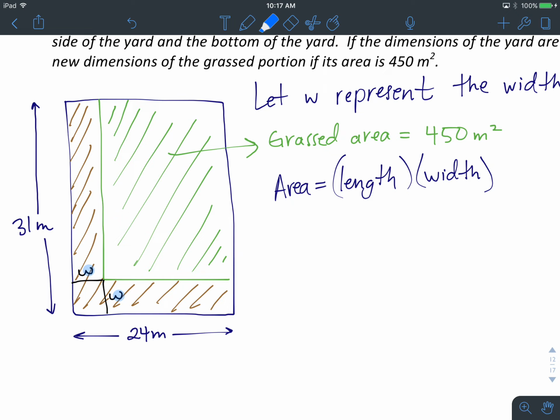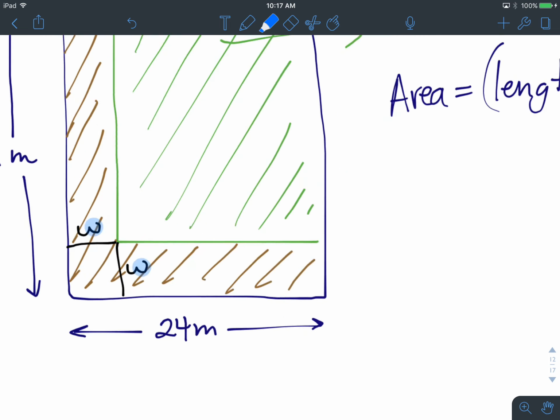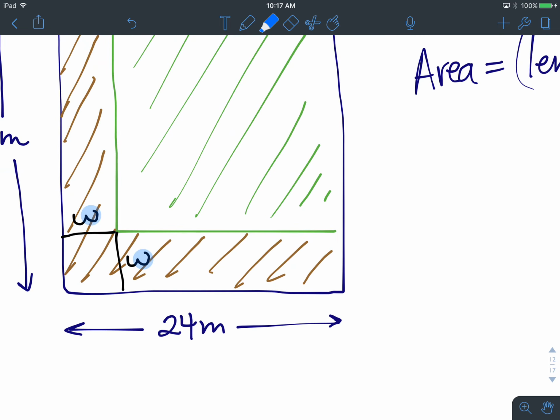So we have our area formula, length times width. We know the area, 450 meters squared, but we need the length and the width. So we're trying to figure out specifically this piece over here. We're trying to find the width here. So how do we do that?